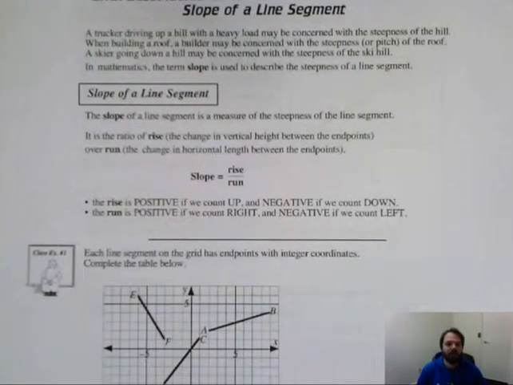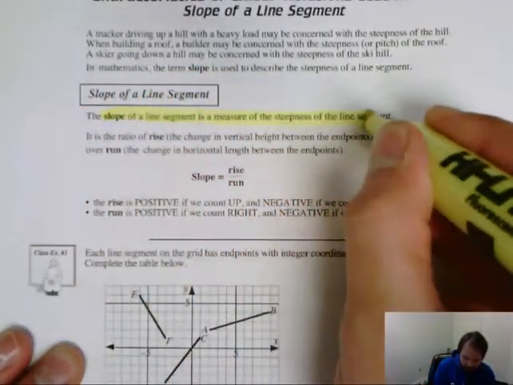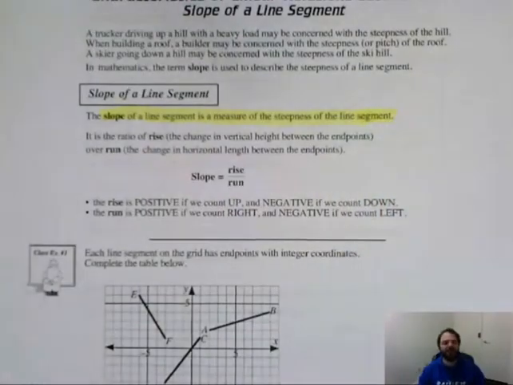Welcome back. In today's lesson, we're going to be looking at the slope of a line segment. Now, we're doing this in our linear equations section for a certain reason. So slope here deals with the steepness of a line segment. Okay? So in other words, it deals with the steepness of our graph.